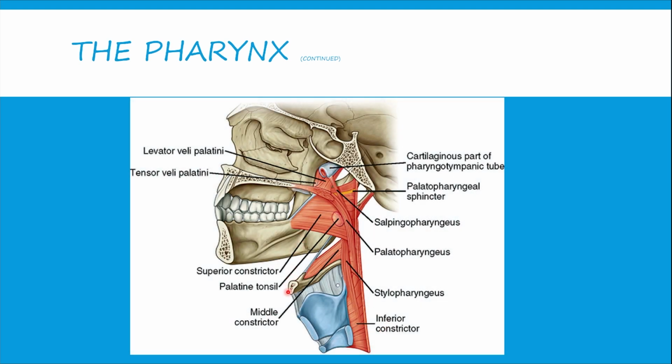So here are the muscles: the superior constrictor, middle constrictor, and the inferior constrictor. There's also the salpingopharyngeus right here, and the stylopharyngeus right here.